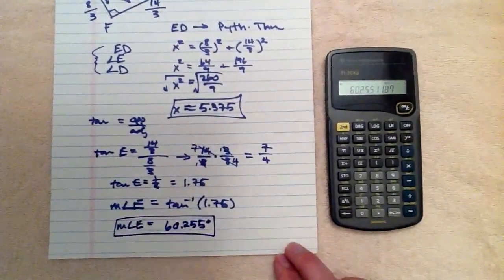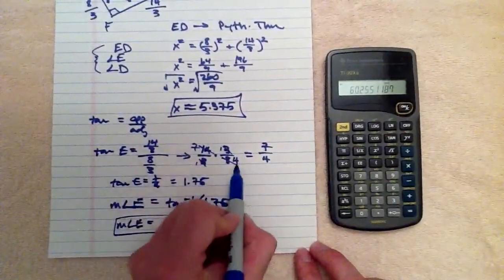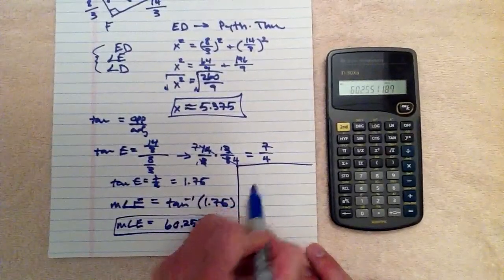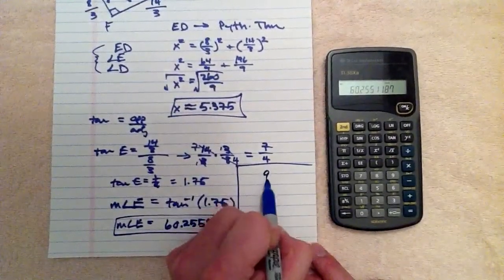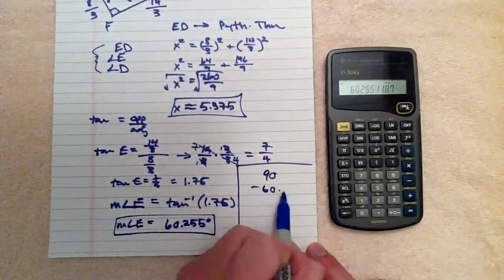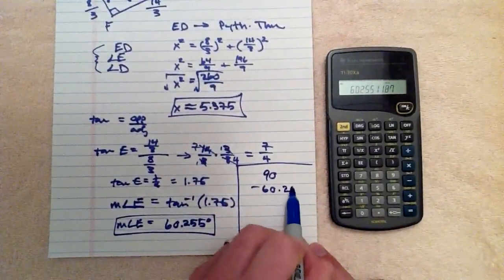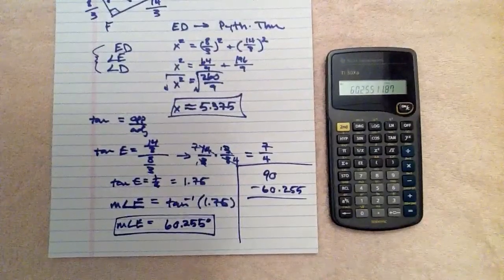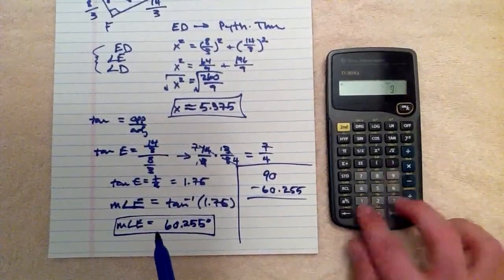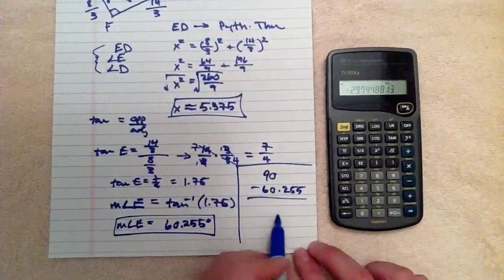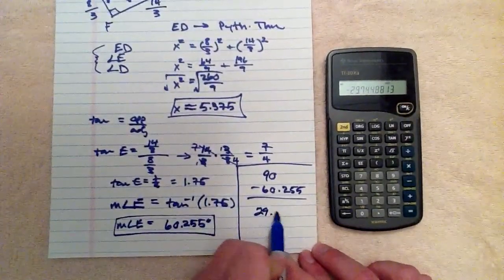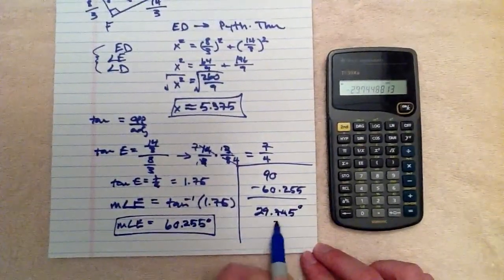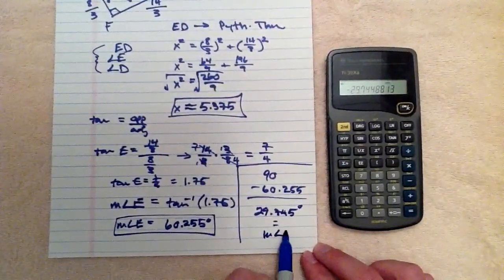So we found one of our missing sides. We found one of our missing angles. So I'm just going to make a little box over here. We know that if you have a right triangle, and you know one of the measures of your acute angles, the other one is just going to be 90 minus that angle. So you take 90 minus 60.255, and that'll give us the measure of angle D. So take this number, subtract it from 90, you're going to get the value 29.745, and this here is going to be equal to the measure of angle D.